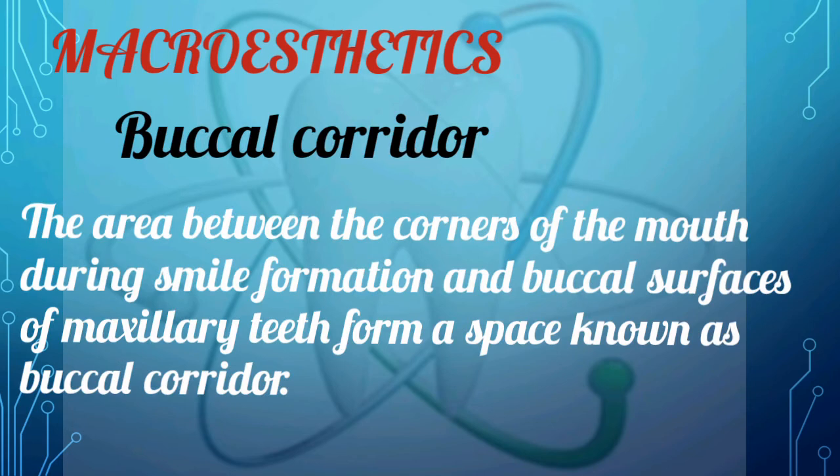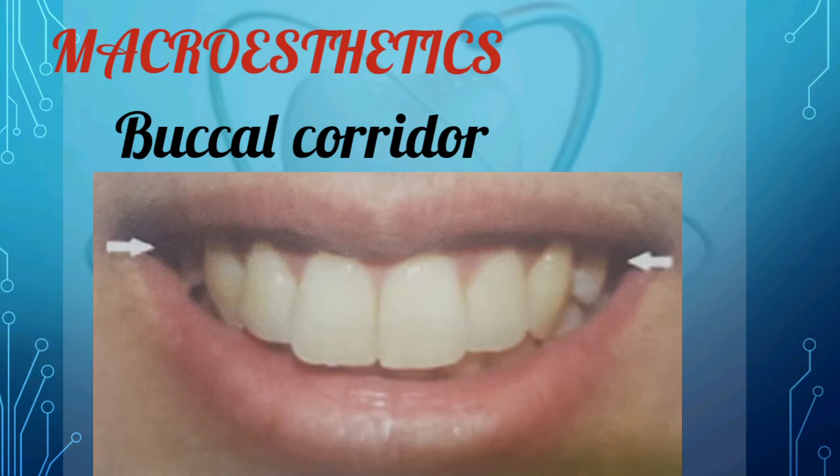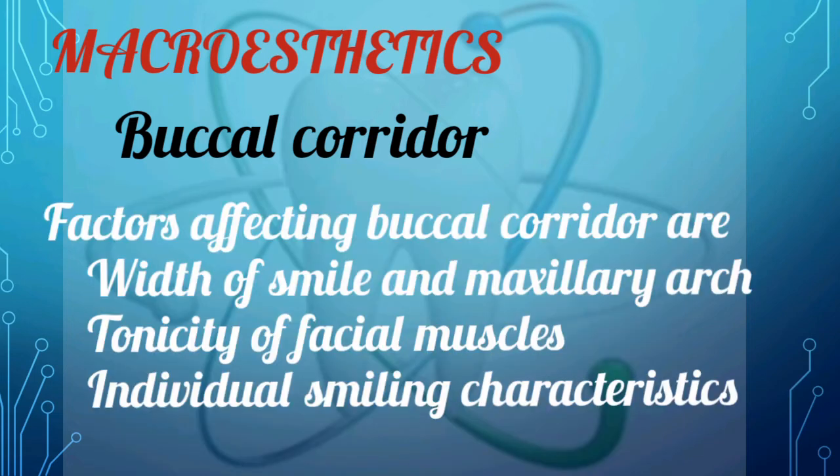Next is the buccal corridor. The area between the corners of the mouth during smile formation and the buccal surfaces of the maxillary teeth forms a space which is known as the buccal corridor. A full and symmetric buccal corridor is an important element of an aesthetic smile. Several factors affect the buccal corridor, which include the width of the smile and the maxillary arch, the tonicity of the facial muscles, individual smiling characteristics, and so on. That brings to an end the third component of the smile design, that is macroesthetics.